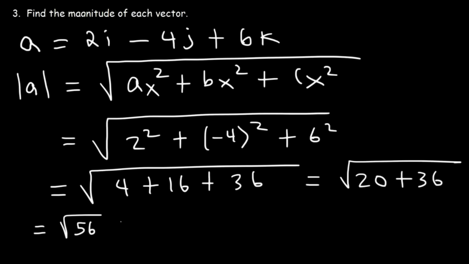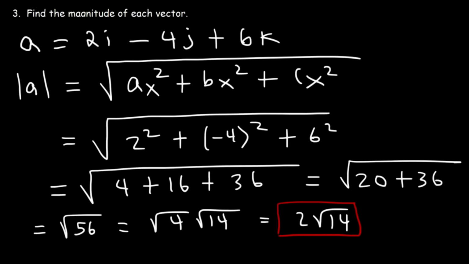Now what is the square root of 56? How can we simplify that expression? So what we want to do is factor 56. We want to take out a GCF, or a factor that is a perfect square. 1, 4, 9, 16, 25, those are perfect squares. 4 can go into 56. 56 divided by 4 is 14. And the square root of 4 is 2. So therefore, you could simplify the answer as 2 root 14. That's the magnitude of vector A.